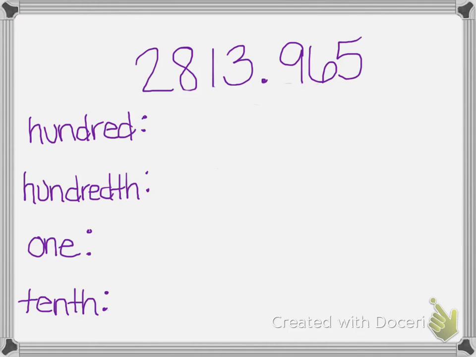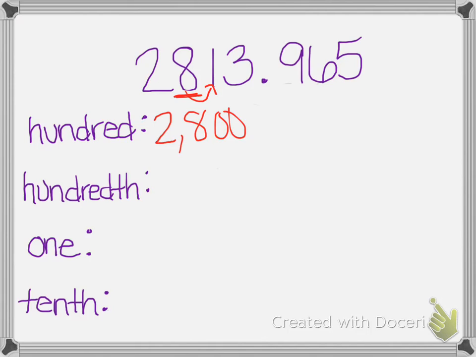Next we have round 2,813 and 965 thousandths to the nearest 100, 100th, 1, and 10th. For the first one, when we round to the nearest 100, we look at the 8 since it's in the 100 spot. We look to the right. Since it's a 1, we round down. So we would go 2, 8, 0, 0.